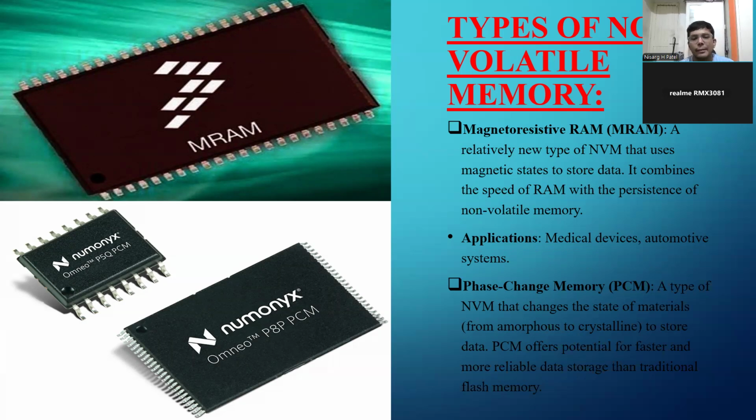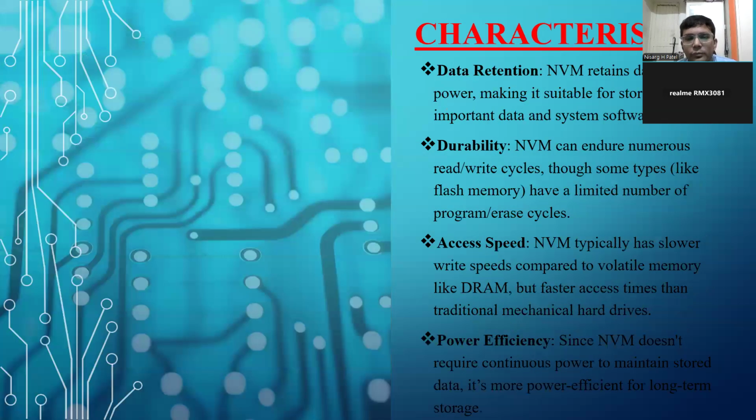Phase change memory, PCM, is a type of non-volatile memory that changes the state of the material from amorphous to crystalline. Here, amorphous is the unorganized structure, which then converts into crystalline, that is, an organized structure, to store data accurately. PCM offers potentially faster and more reliable data storage than traditional flash memories.